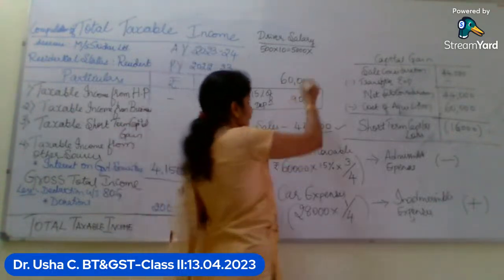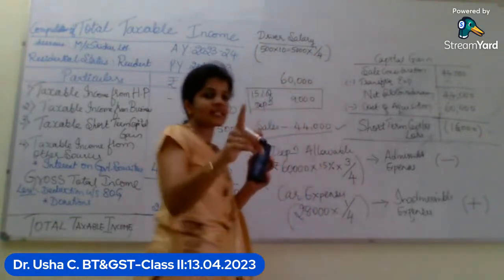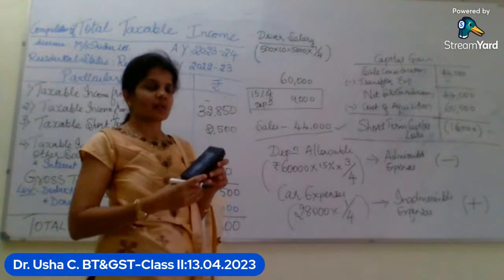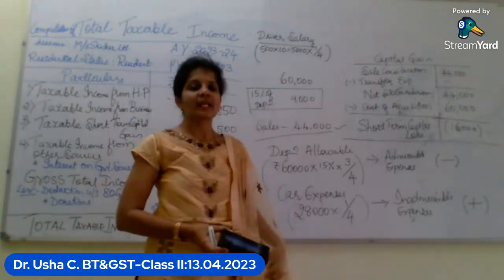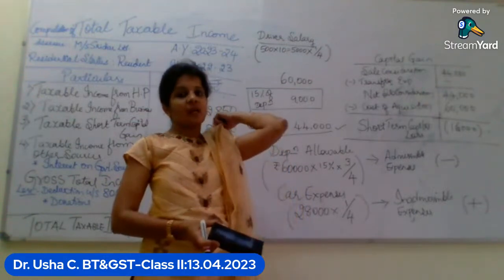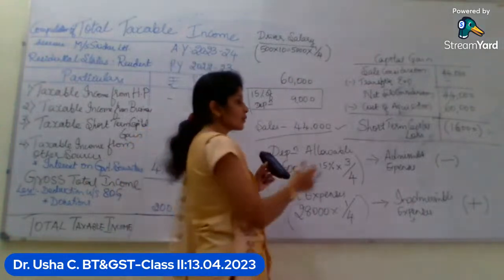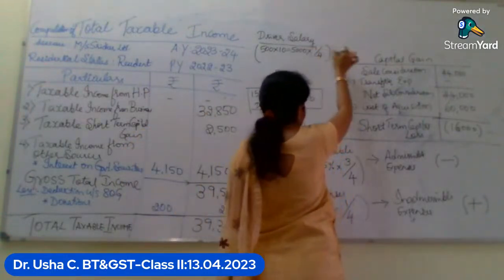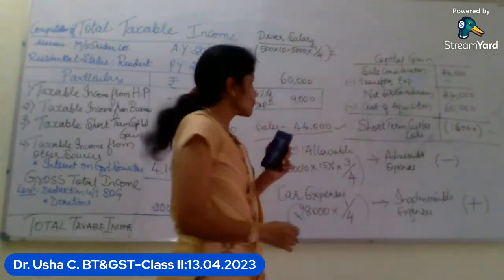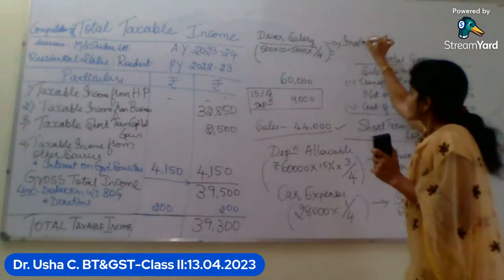Then the remaining 1/4 is not allowed, whatever was deducted as salary and debited to the profit and loss account. Already the driver salary in the profit and loss account is included in salary and deducted. But only 3/4 we allow. The remaining 1/4 is not allowed. So this is considered as inadmissible expenses.